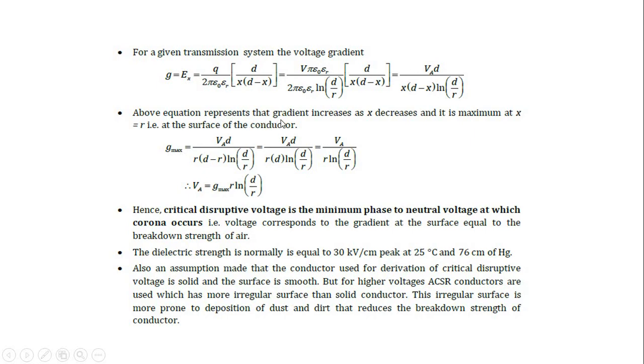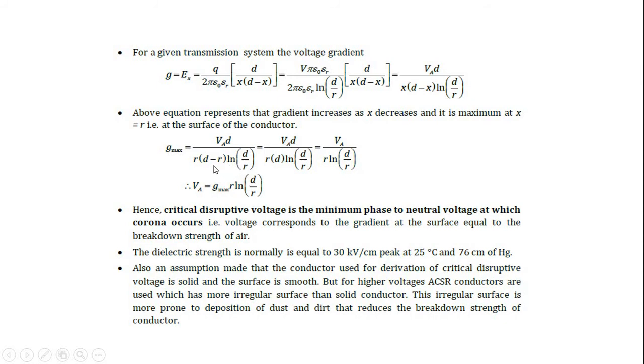The above equation represents that the gradient increases as x decreases, and it is maximum at x is equal to r. For example, at the surface of the conductor, x is equal to r, so it is maximum at that point. So G maximum is equal to VA into d, and put x is equal to r. So r bracket d minus r ln d by r.